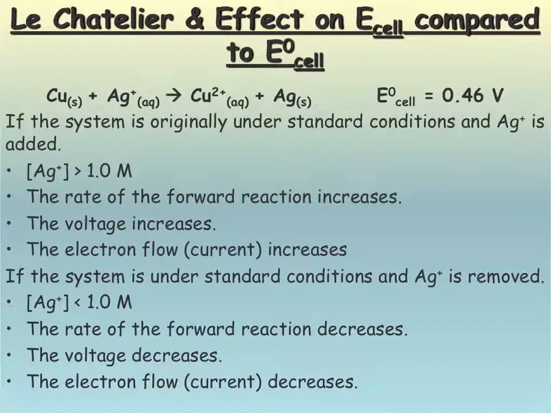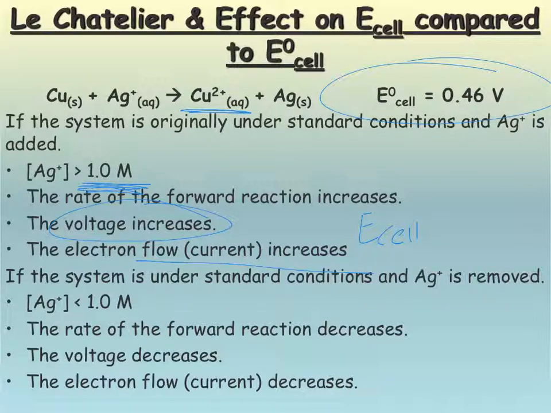All right, we can also look at this from a Le Chatelier standpoint. If I had this reaction with copper and silver at standard conditions, and then all of a sudden I start throwing in extra silver, okay? Obviously my silver concentration is going to be above the 1 molar, so it's going to be above my concentration of copper, which means my forward reaction rate is going to increase. And because it's a spontaneous reaction, my voltage is going to increase, my electron flow increases, okay? So my Ecell is going to be a little bit bigger than it is at standard conditions.